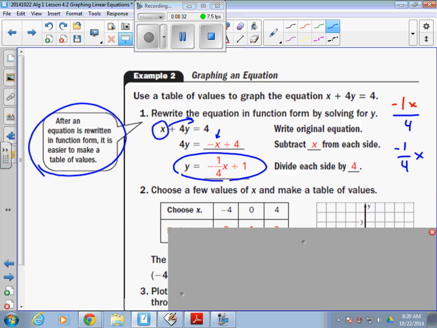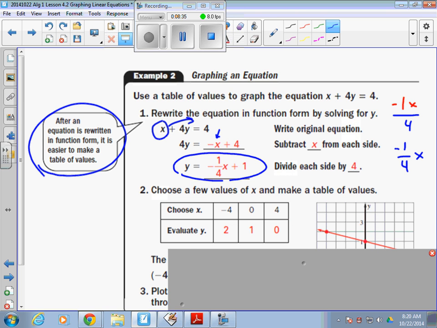Choose a few values. Notice what it chose. I'm sorry, it chose -4, 0, and 4. I don't know why it used these values. Let's just go along with it for right now. In fact, I do know why. It's because of the fraction itself. 4 is easier to multiply by than 1 when you're multiplying by -1/4. So when you plug those values in, it's just like saying y equals -1 over 4 times -4 plus 1. That's just plugging in that value of x. A negative times a negative is a positive. 4 divided by 4 is 1.